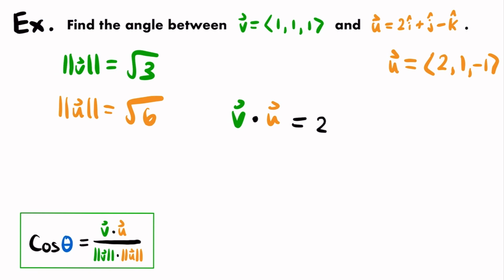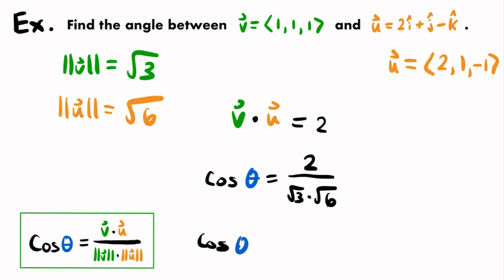Okay, and so now, if we want to find the angle between these two vectors, we have everything that we need to set up this equation. So we'll have cosine of theta is equal to the dot product of v and u, which we have right here, it's 2. So we'll have 2, and that's divided by the magnitudes of those vectors multiplied together. So we'll have the square root of 3 times the square root of 6. All right, so I'll write the square root of 3 times the square root of 6. Now, if we simplify this, the square root of 3 times the square root of 6 will be the square root of 18. So we'll have cosine of theta is equal to 2 divided by the square root of 18.